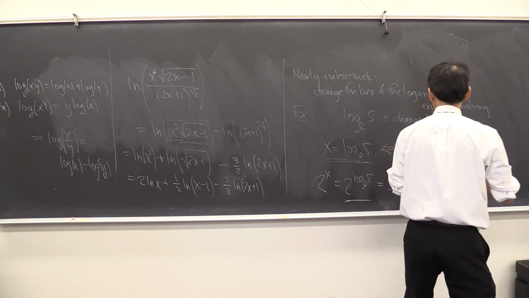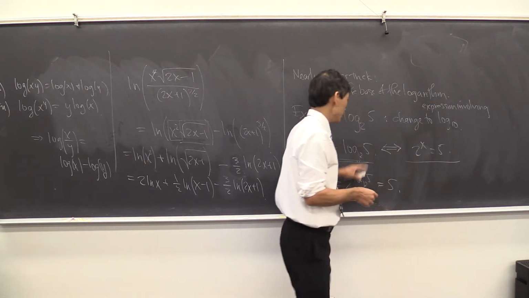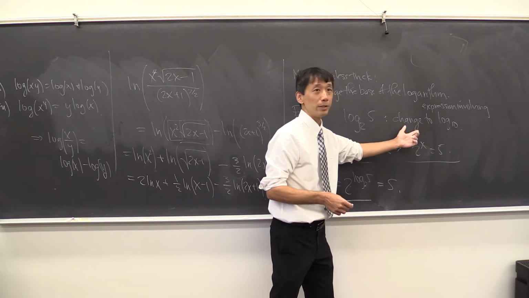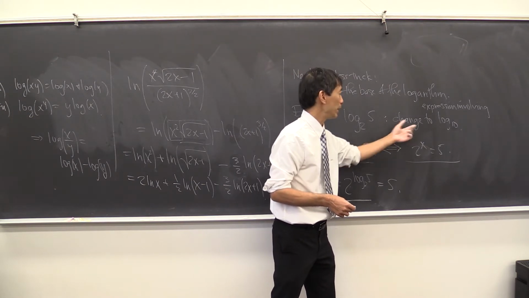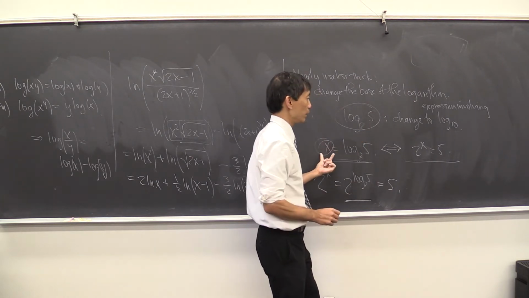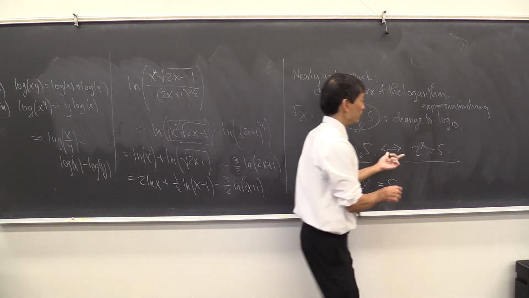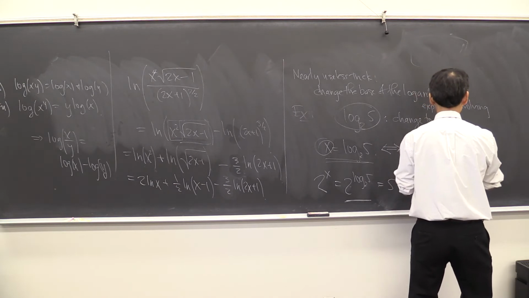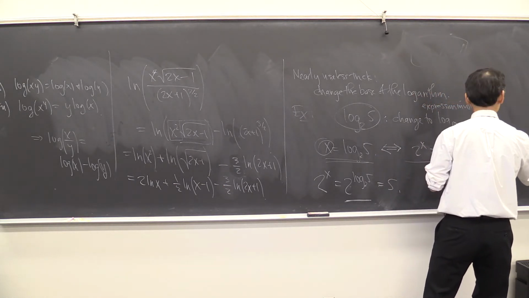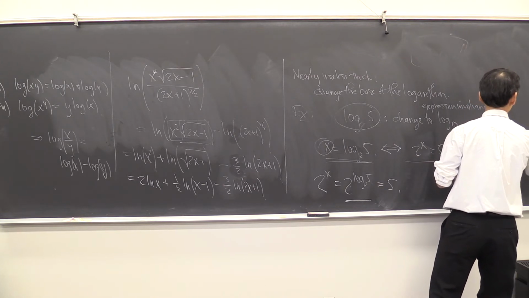But remember what we're trying to do. We're trying to write this thing in terms of log base 10. So now we're going to take log base 10 of both sides. We get log base 10 of 2 to the x equals log base 10 of 5.